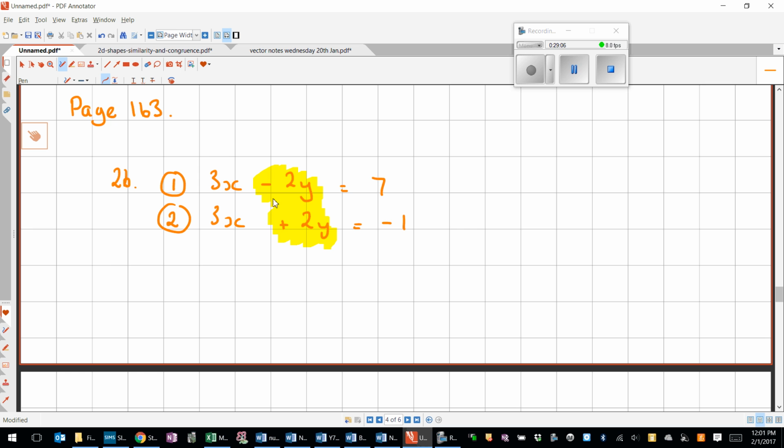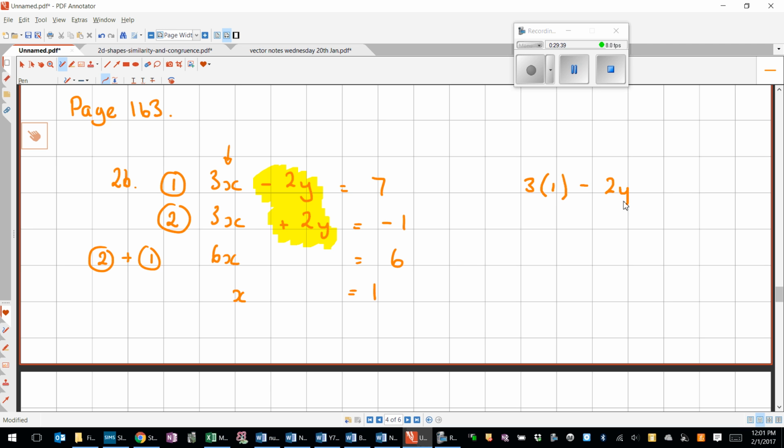So again, we're going to write down 2 add 1. So I'm going to add those two. So 3x add 3x is 6x. That becomes 0. 7 add minus 1 becomes 6. Okay? So we've got x equals 1. If we then substitute that value in, whichever one you want, so 3 times 1 minus 2y equals 7.